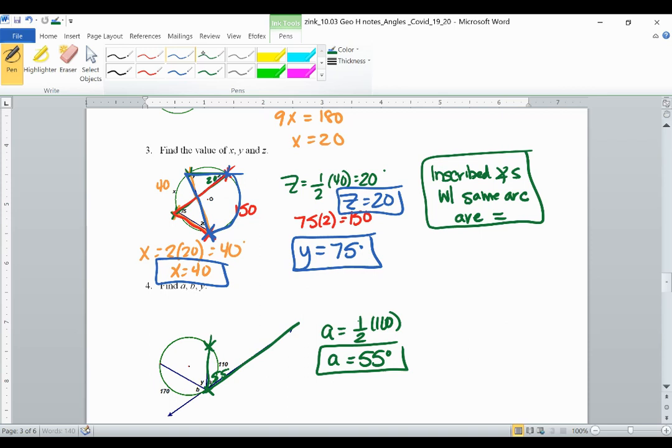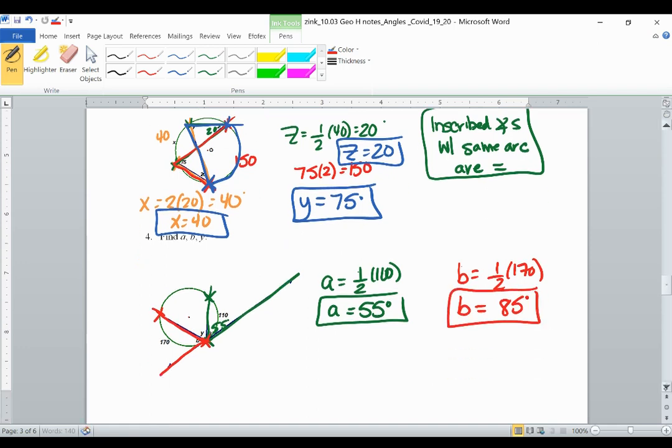Over here on B, you also have a tangent chord angle. So the chord is that first red line I drew, and then here's your tangent. So it hits the circle here and here. Its intercepted arc is 170. So B is equal to half of 170, so it's going to be equal to 85.